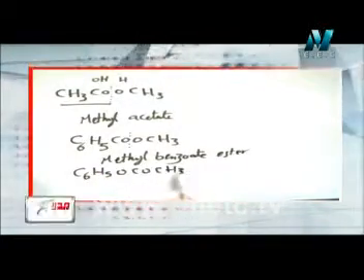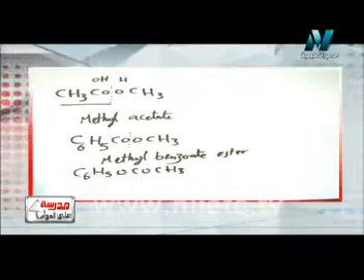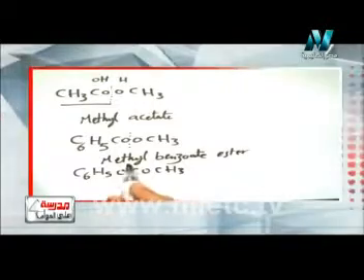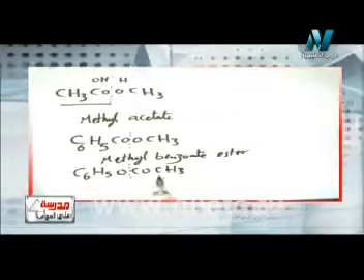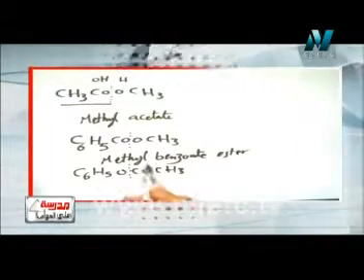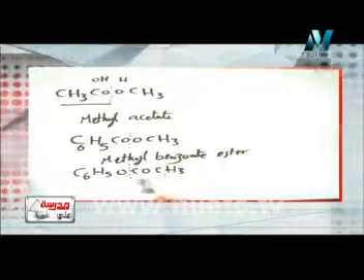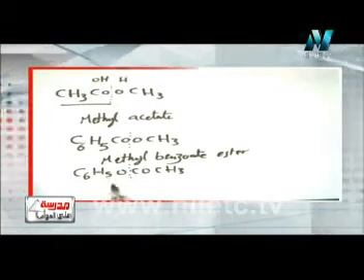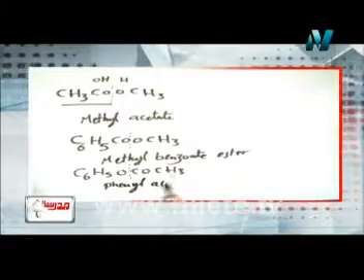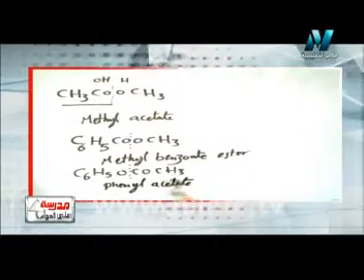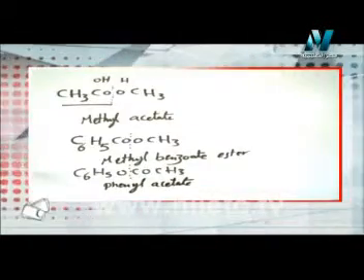Take care, we have this compound: C6H5OCOCH3. The O is attached to the benzene ring, so this comes from phenol. This is phenyl, and CH3COOH will take OH to be the acid, so this is acetate. It is called phenyl acetate. Phenyl acetate and methyl benzoate ester are isomers.